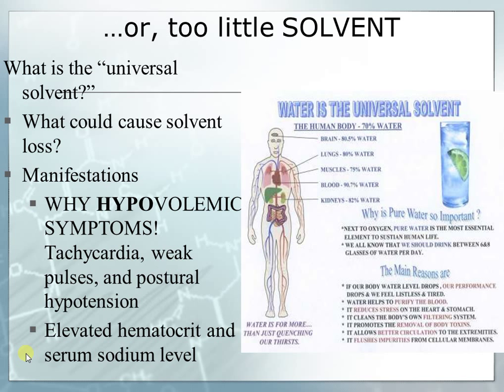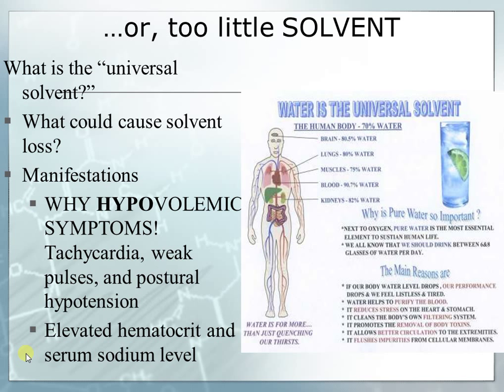And then the symptoms, if it's too little solvent, if the volume starts decreasing dramatically. So hypovolemic symptoms. So the heart starts beating a little bit faster. So we saw tachycardia when we were talking about hypernatremia. It's just a different cause. So symptoms can sometimes overlap. And then weak pulse, why would you have a weak pulse? Because you have very little volume. Would you expect the veins to be pushing out or flattened? Flattened.